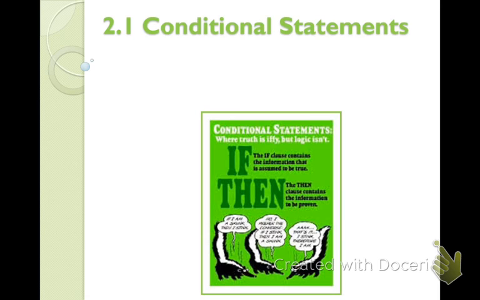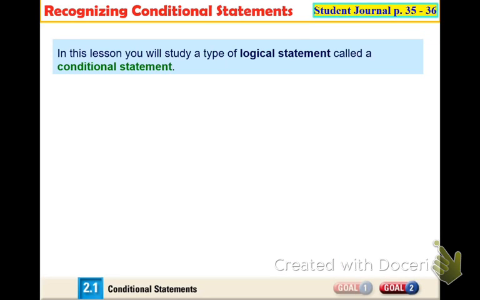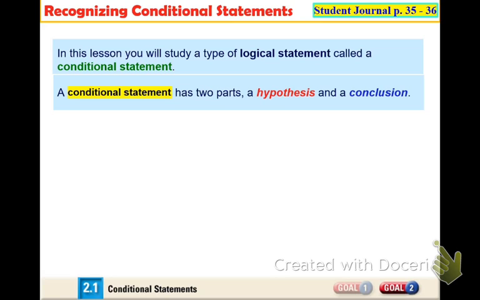So conditional statements, we're going to talk about them. This is at the top of your page. You're not going to write this down yet. I'll tell you when to write it down. In this lesson, you'll study a type of logical statement that's called a conditional statement. This is the part you will write down. A conditional statement has 2 parts, a hypothesis and a conclusion. So we're putting this away for now. You're doing this at the end. It has 2 parts, a hypothesis and a conclusion.